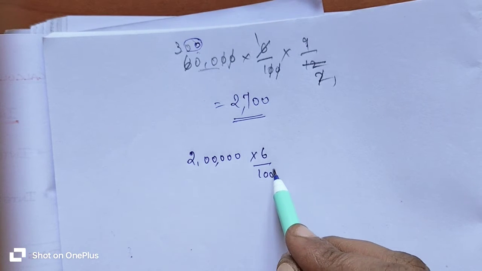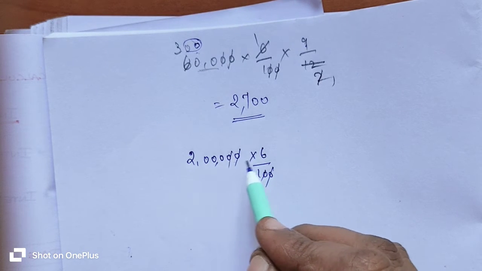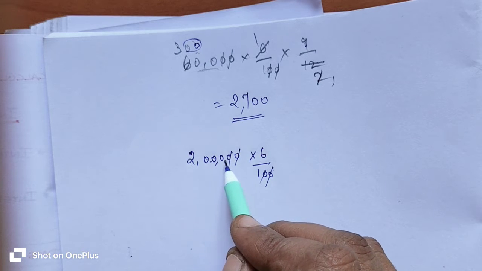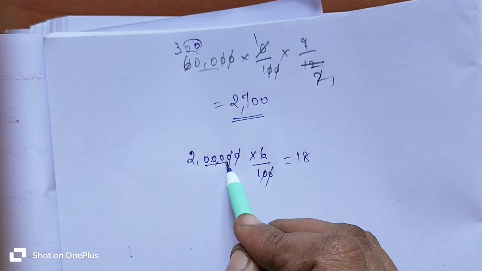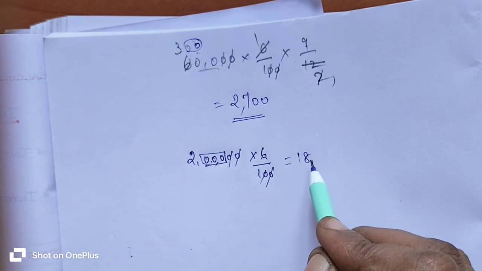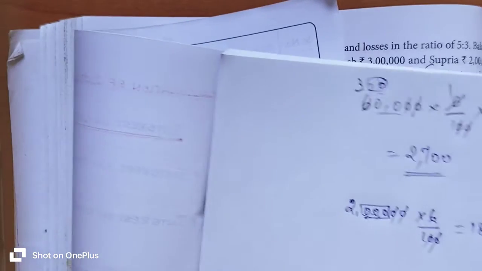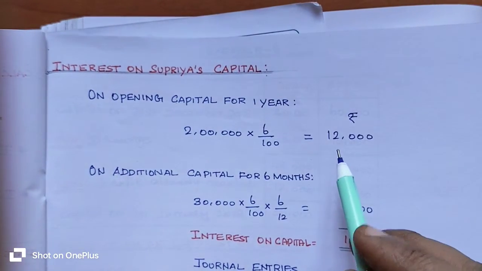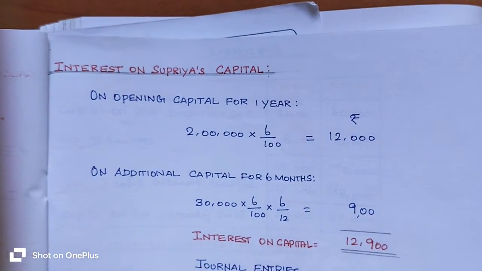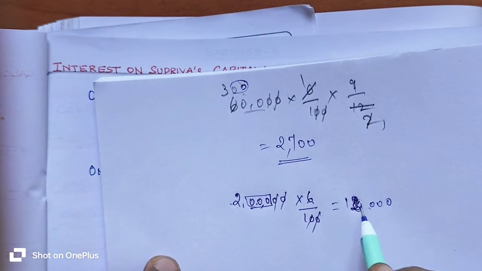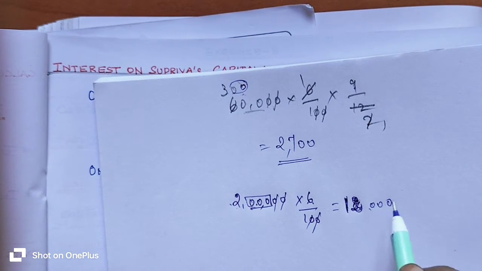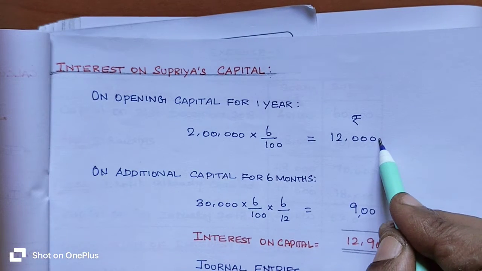So now we have to cancel it. This 20 is to be cancelled with this 0. Remaining 2,000 into 6. Okay, 2 6s are 12. This 0 is to be here. So 12,000 rupees. So Supriya's interest on opening capital is 12,000 rupees.